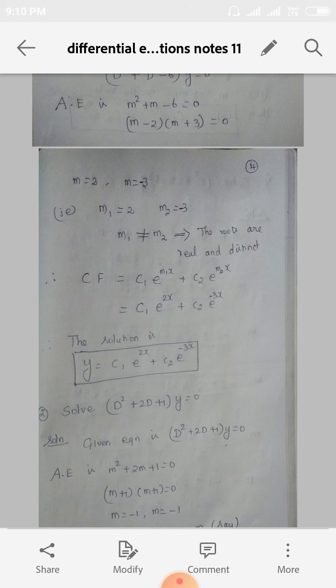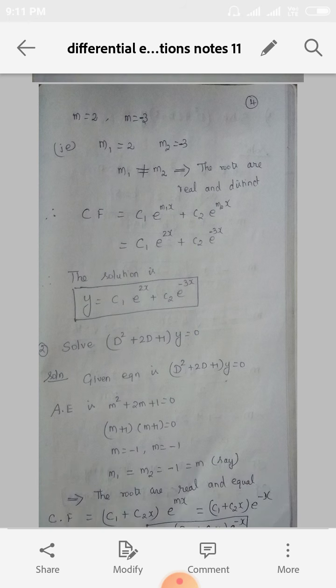m plus 3 is equal to 0 means m is equal to minus 3. So we get one root m1 is equal to 2 and another root m2 is equal to minus 3. Both the roots are not equal, that is, the roots are real and distinct. Distinct is nothing but not equal.